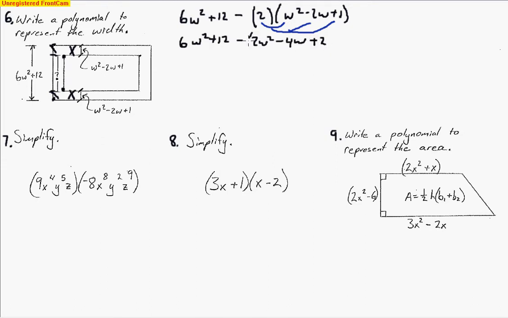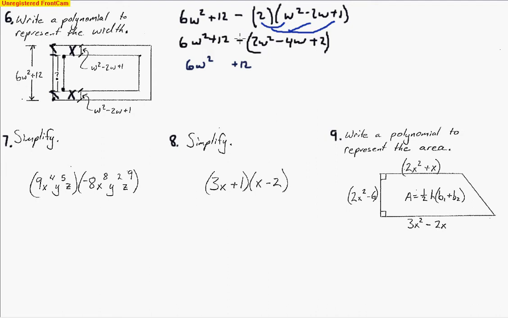I need to keep this in parentheses because it's one number. Remember, it represents a distance here. And notice I'm taking it away from all of these terms. So I'm going to go ahead and use that column method. Let me rewrite what I've got. I've got the 6w squared. Now I'm going to leave some space because I'm missing a w here. So I'm going to leave a little bit of space for the w term, and then I've got the plus 12. Now I'm taking away.